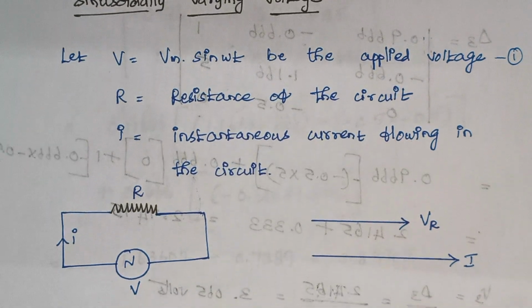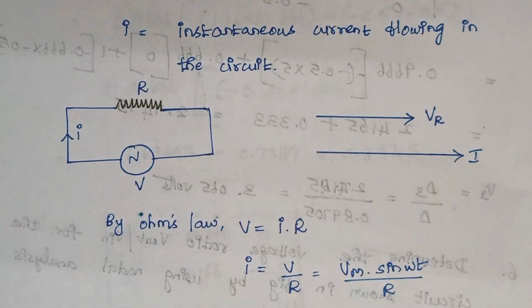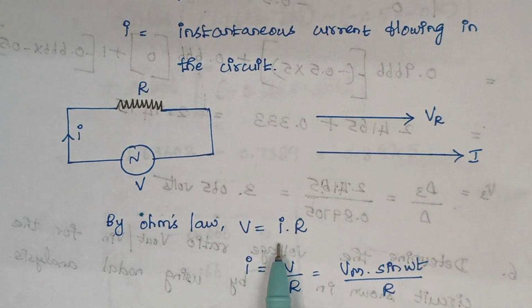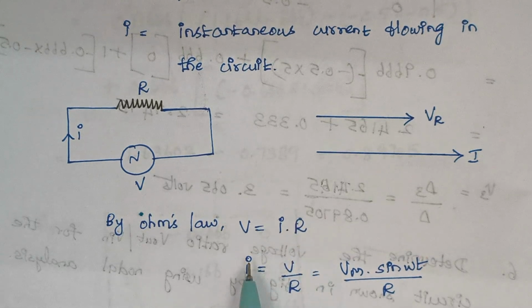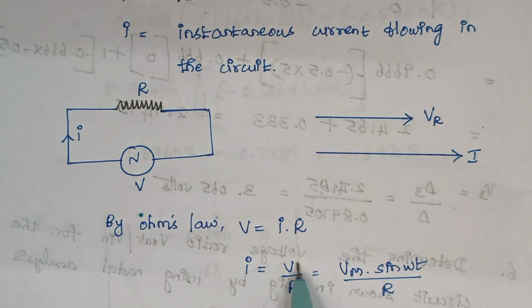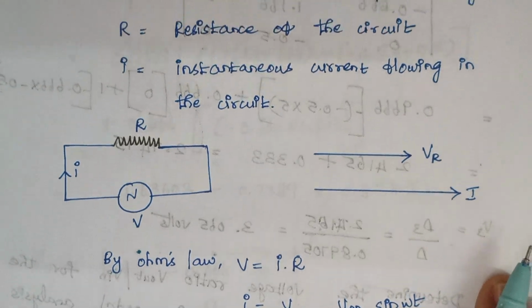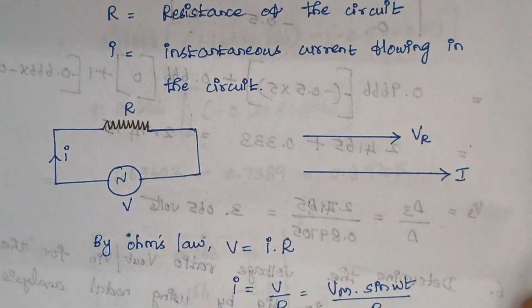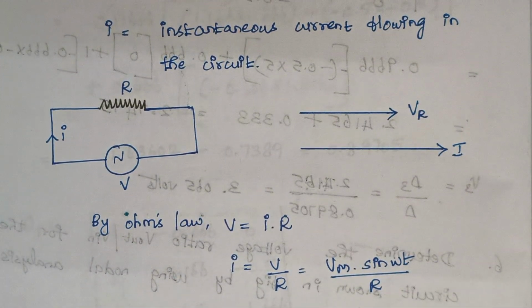Now we are using Ohm's law, right? By Ohm's law, here v is equal to i into R. Therefore, i is nothing but v by R. So, what is the value of v here? v is nothing but, just now we have seen, it is Vm sin omega t. So, just substitute the values, right?